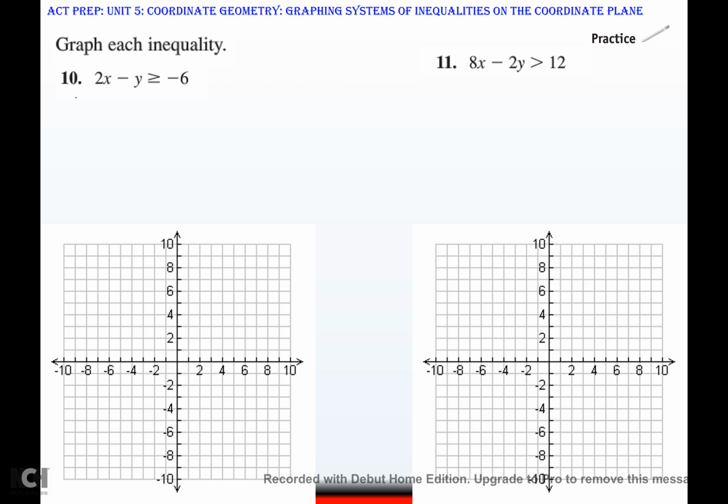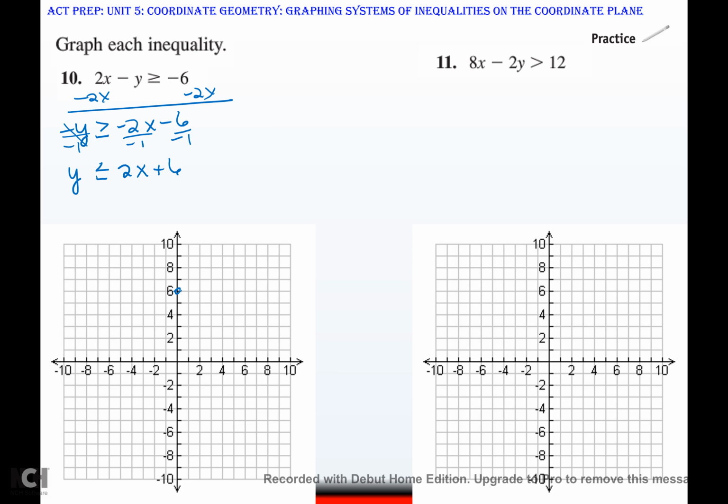Get y alone. I'm going to minus 2x. Minus 2x. I get negative y is greater than or equal to negative 2x minus 6. Divide by negative 1, divide by negative 1, divide by negative 1. I get y is less than or equal to 2x plus 6. Had to flip because I divided by a negative.